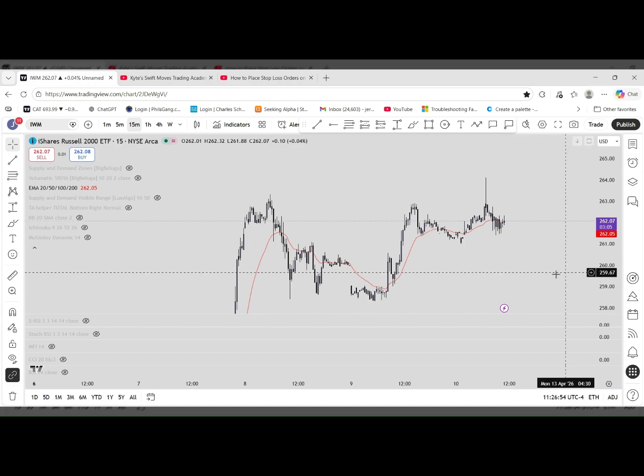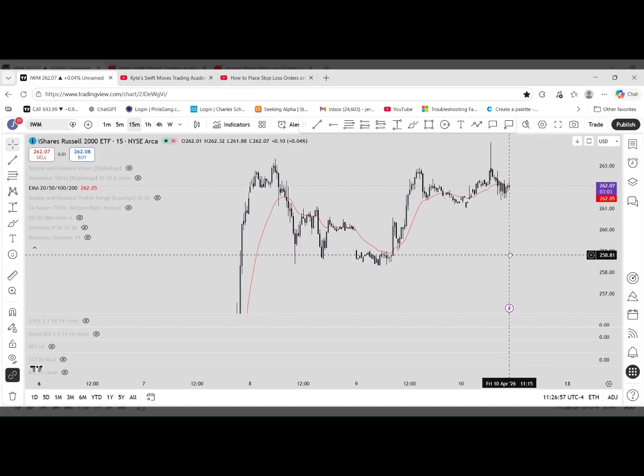Now, do all charting systems have the same indicators? No. It just depends on whoever put the chart together, and I imagine a lot of times they're paying for these different scripts that they're using to create these.